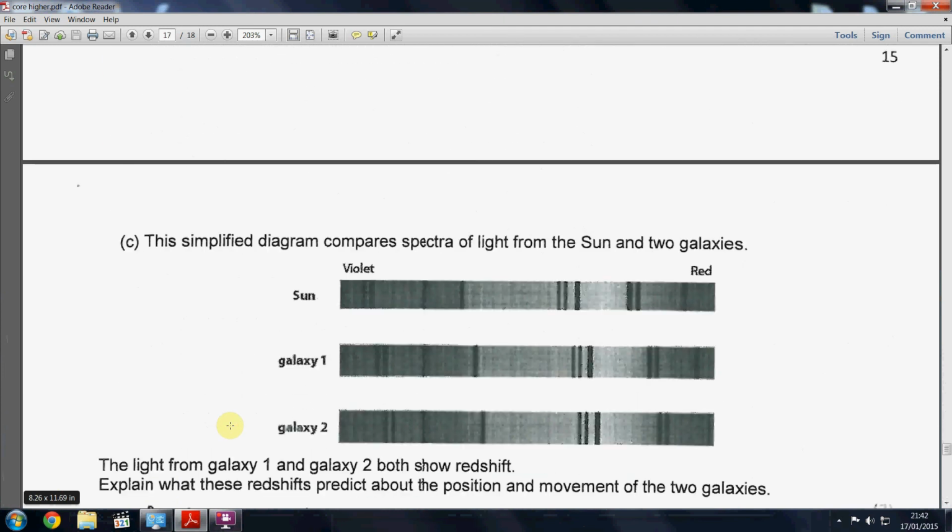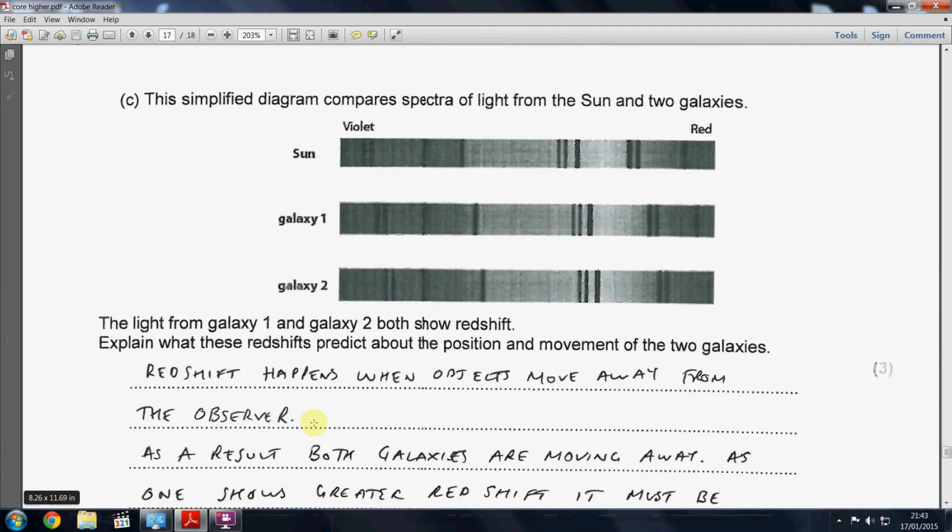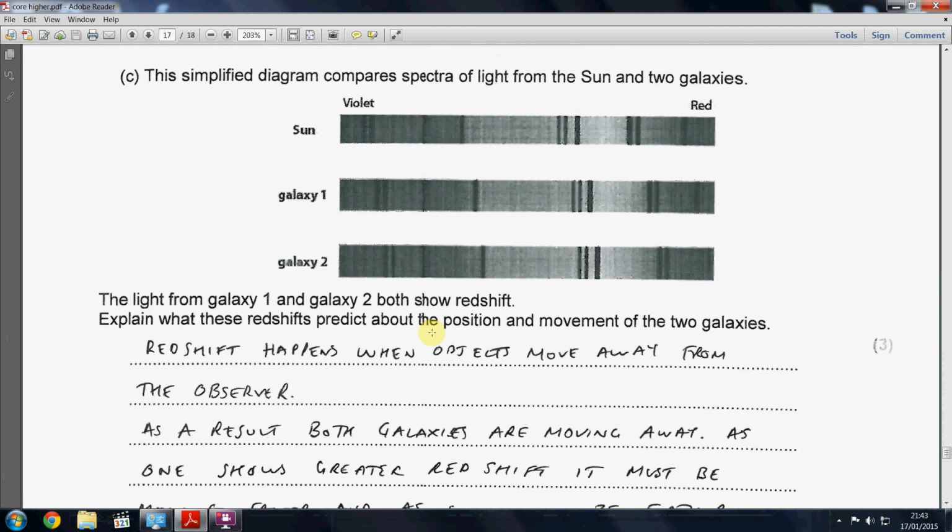Okay, cracking on then. We've now got a diagram about redshift. Again, it's a bit blurred, but you can see these lines here. You can see they match up, but they're shifted further to the red end as we go from the Sun to Galaxy 1 to Galaxy 2. It says, explain what these redshifts predict about the position and movement of the 2 galaxies.